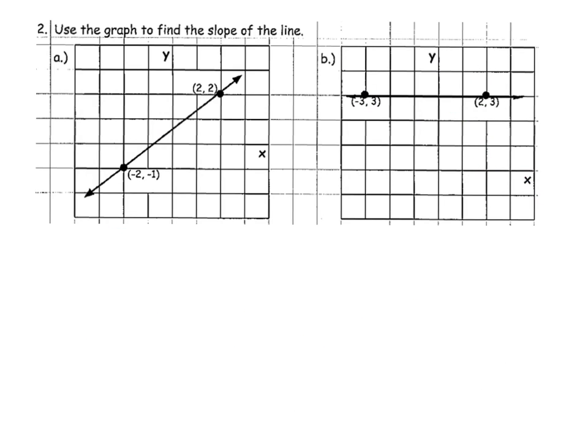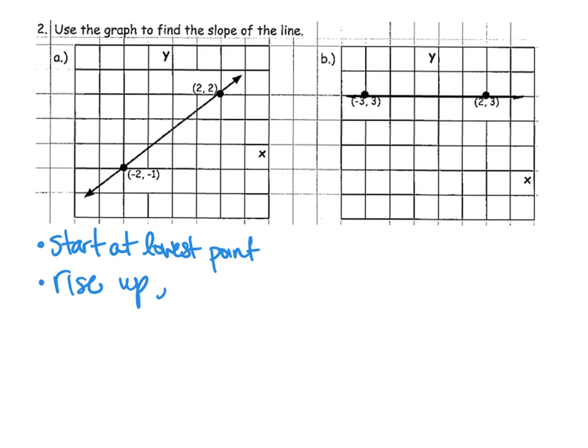All right, let's go on. And let's try this one. So here's, remember, my little tips. Start at your lowest point, and then you're going to rise up, and you're going to run, you're either going to run left or right, okay? So here we go. A, start at your lowest point and rise.